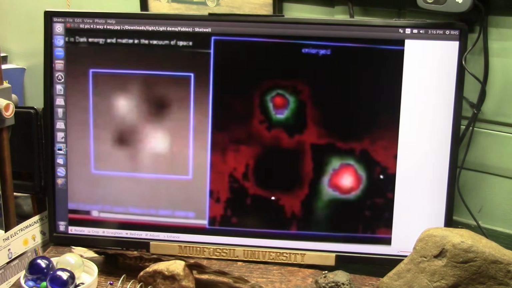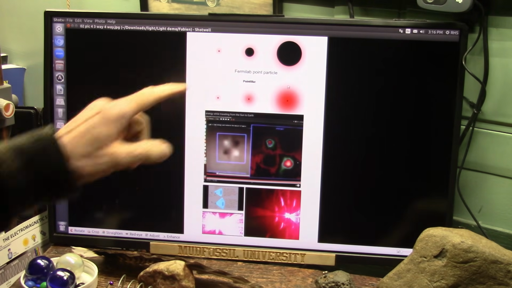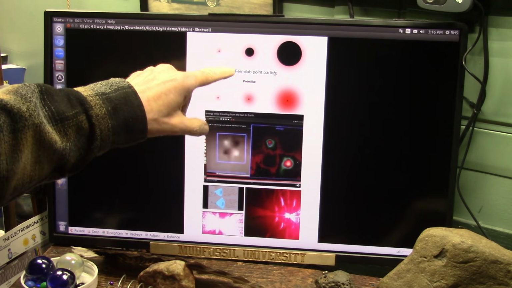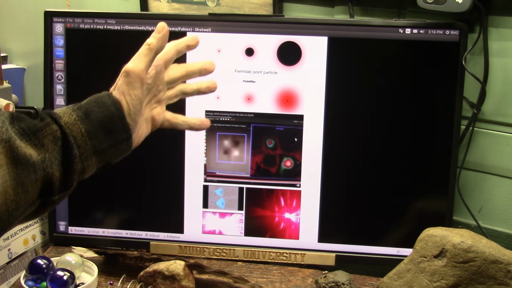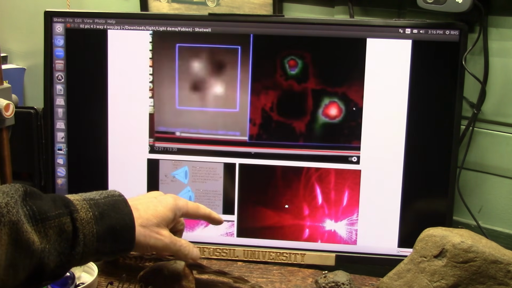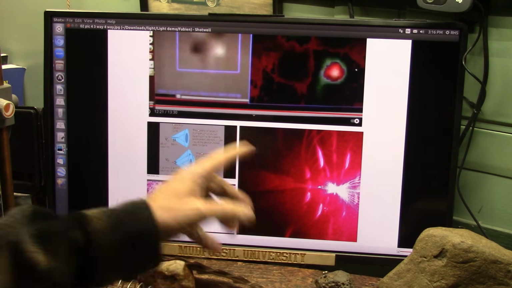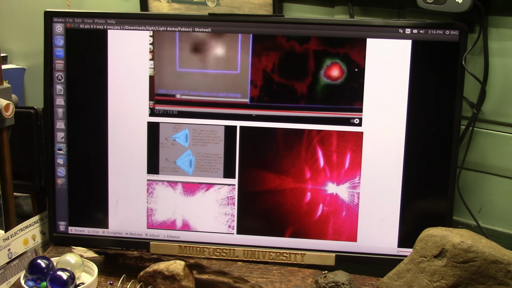But I think that's what they were saying. And these are the same particles from Fermilab. This is right from their article. And they do exactly the same thing they said they do. And we're working with light, and we can show light accelerating. All this stuff is pretty phenomenal.